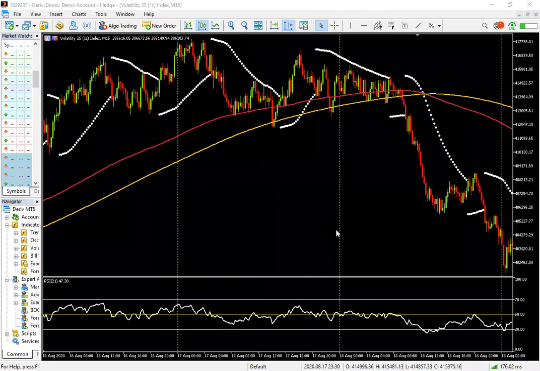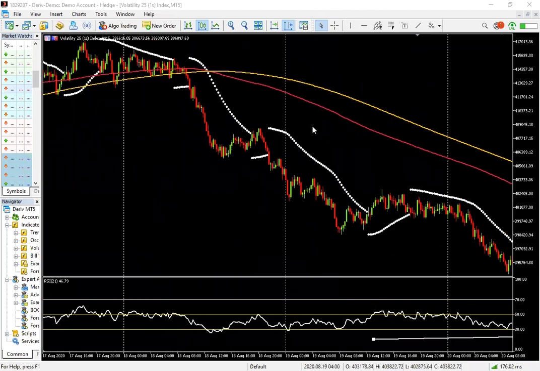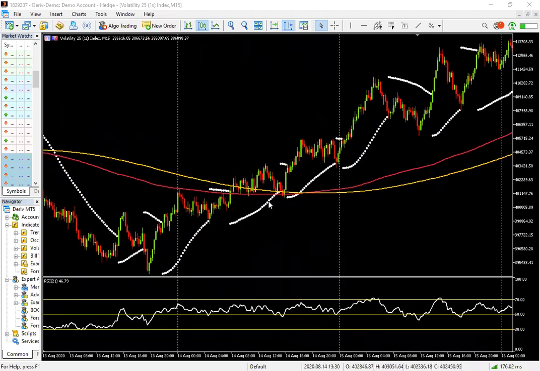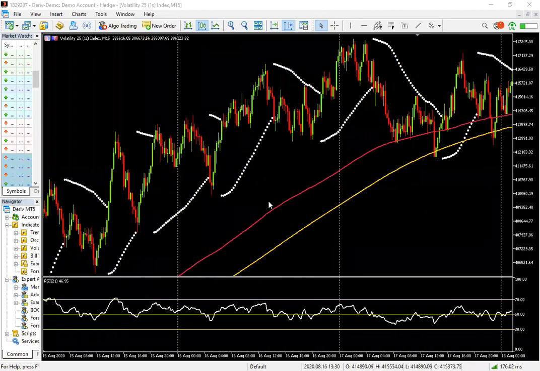And you can see, the two simple moving averages are my gold simple moving averages. So they are not default settings.